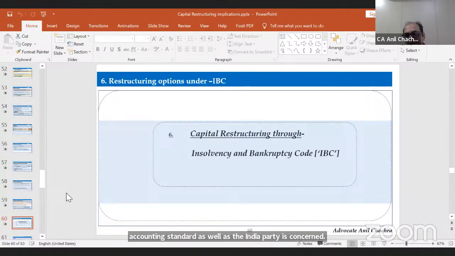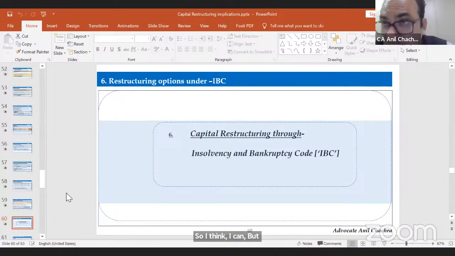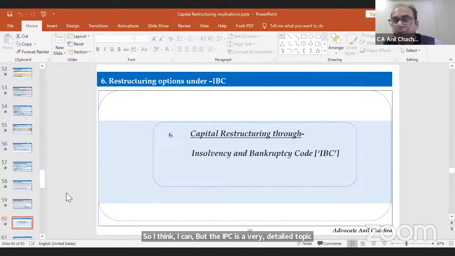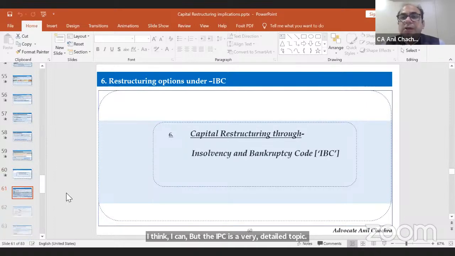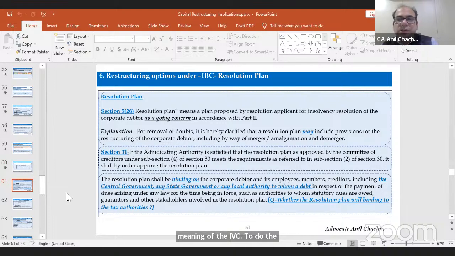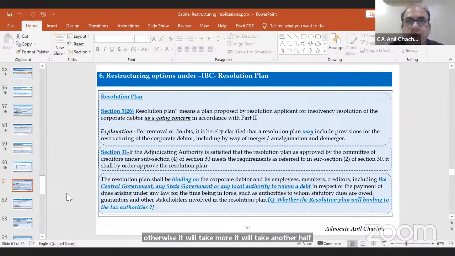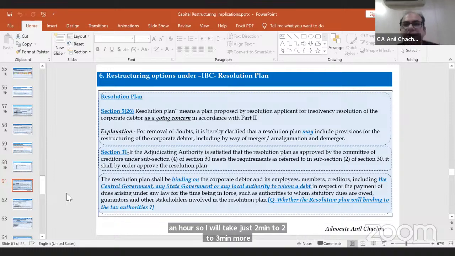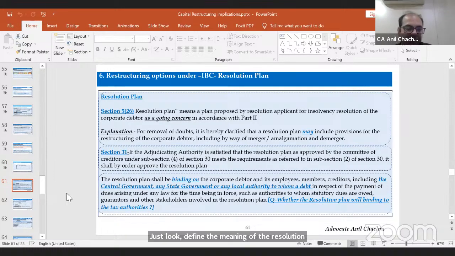So I think the IBC is a very detailed topic, so I can take 2 minutes more just to define the meaning of the IBC for the restructuring plan. Otherwise, it will take another half an hour. So I will take just 2 to 3 minutes more, just to define the meaning of the resolution plan under the IBC. So we can do the restructuring under the IBC as a resolution plan.